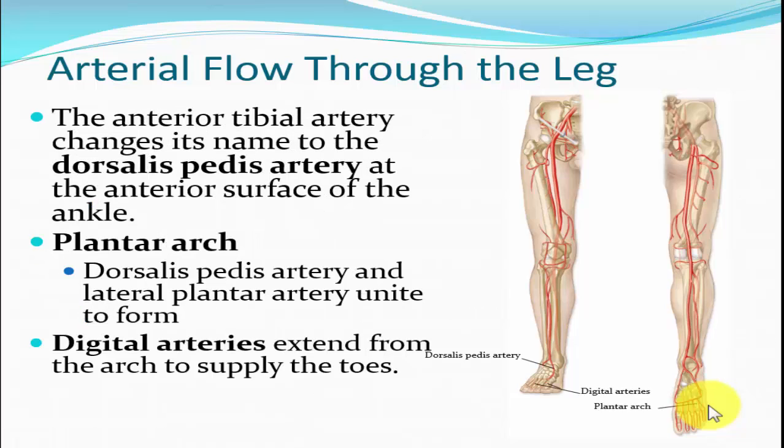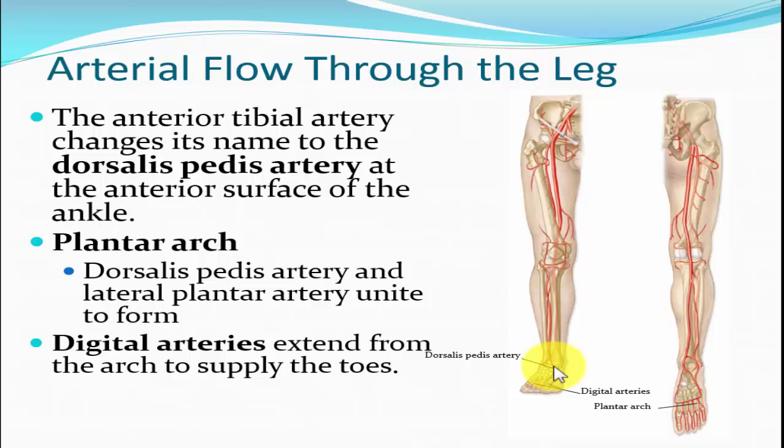If we go back to the front, the anterior tibial artery changes its name to the dorsalis pedis artery at the anterior surface of the ankle. So it's going to split down here, and that's going to be right near your talocrural joint, a little bit distal to that.